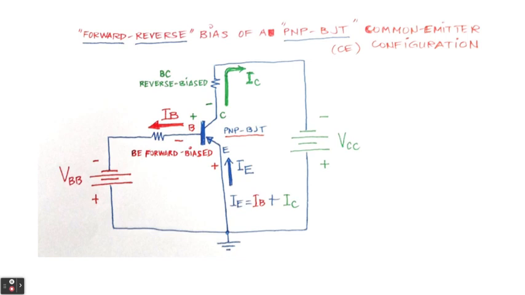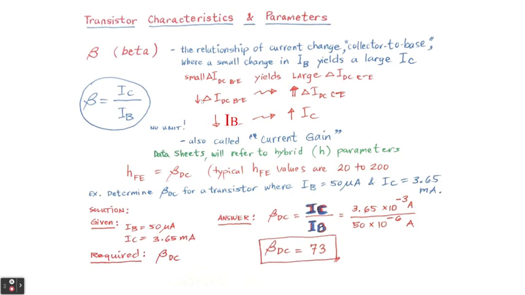Therefore, whether you use NPN or PNP, we can still make it an amplifier. So the collector, which is P-type, must be connected to negative so that it will be reverse biased. That's why this circuit, although we are using a PNP BJT, is still considered an amplifier, because the base-emitter junction is forward biased and the base-collector junction is reverse biased.